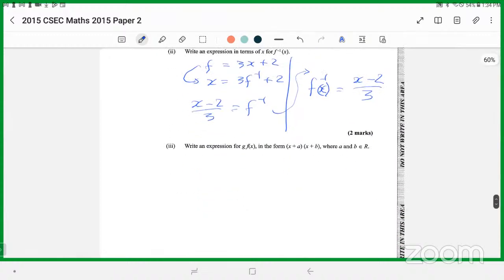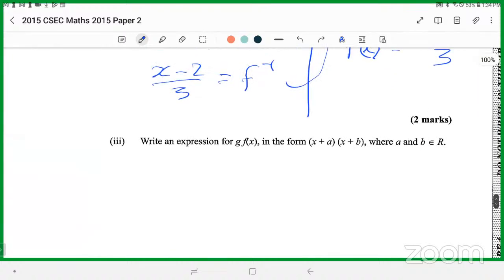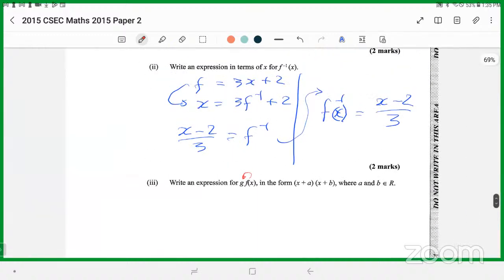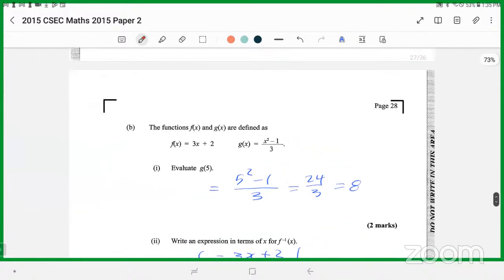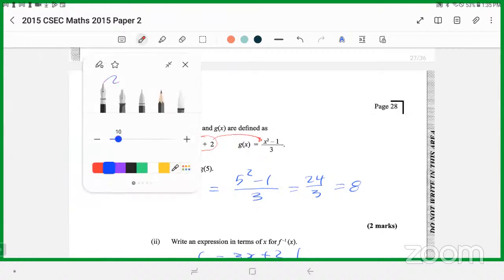They want us to write an expression for g of f. Now remember, g of f means f into the g. So it means that we are taking this f and putting it into the g right here where the x is. All right, that's what it's going to become.